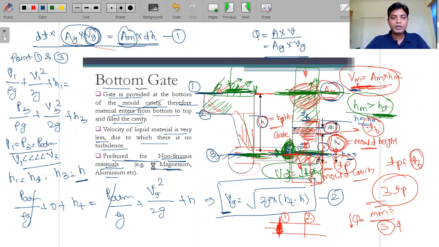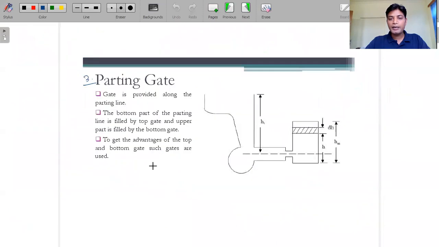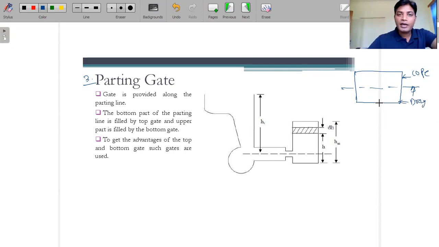Okay, so parting gate. All of you are aware of the parting line. That parting line is dividing the cope and drag part equally. We are using these elements in the gating terminology. This is the parting line, and the top part of the casting element is the cope, and the bottom part is the drag. So the parting line is dividing the cope and the drag equally.